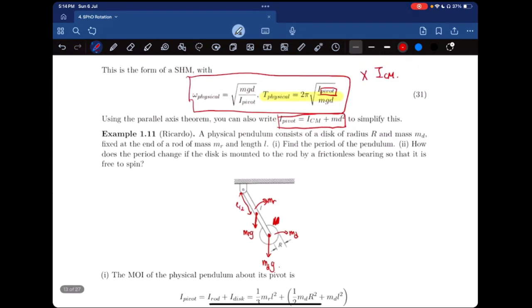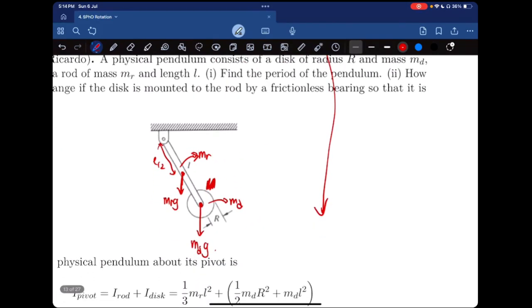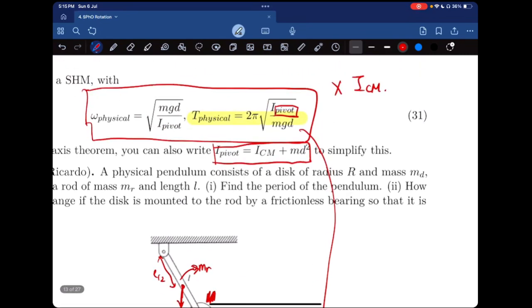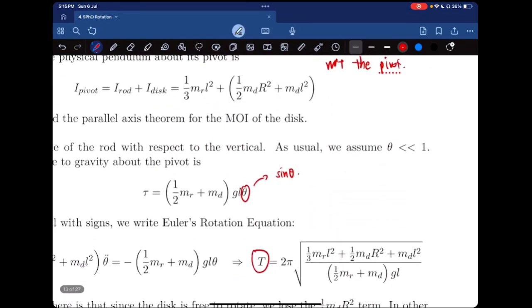Another way you can do this is by simply applying this formula, but it might be a bit more tedious because you need to calculate D, which means you need to calculate the position of the CM of the system with respect to the pivot. So if you can do that, you can also apply this formula. It will also work.